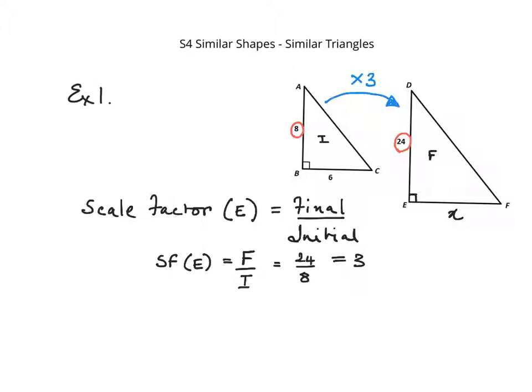So what are we saying then? We multiply a dimension on the smaller triangle by 3 in order to get the corresponding side in the larger triangle. So the equation we'd set up would be 6 times 3 equals x, and x then is 18 units.